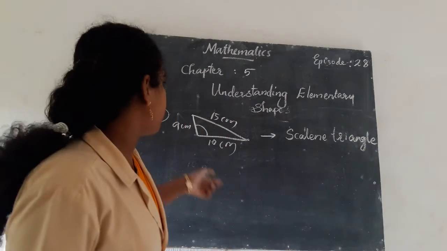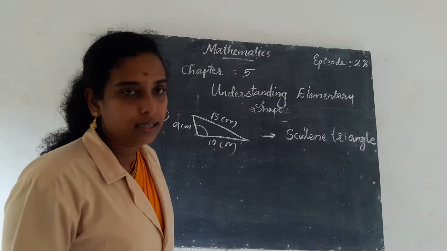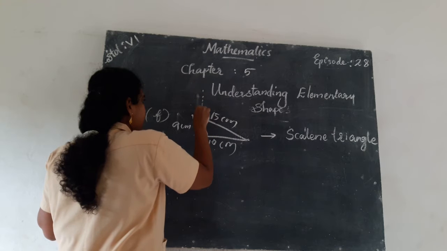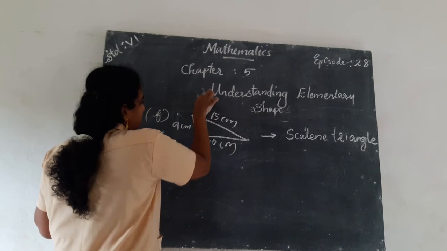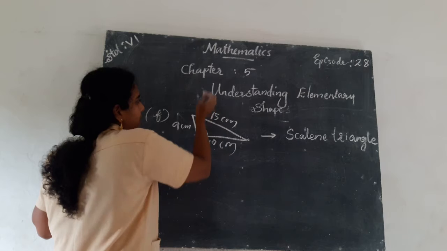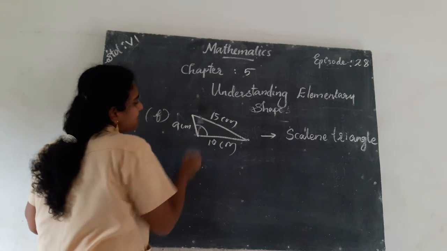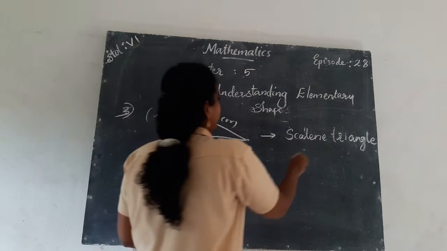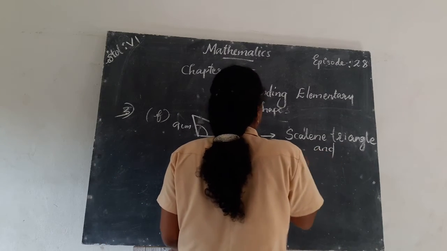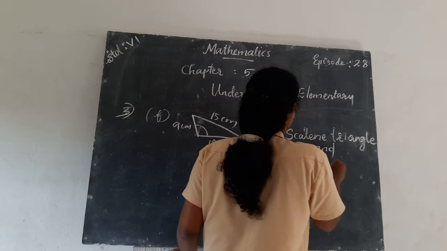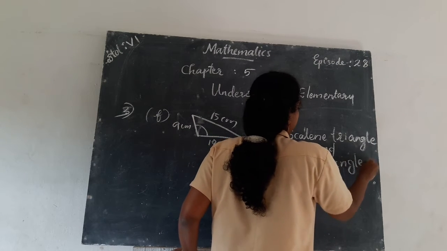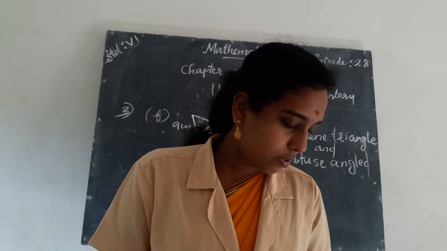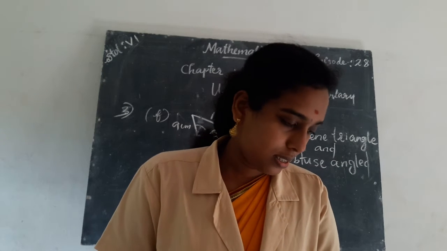Scalene triangle. And based on the angle, which type of triangle is this? Yes, this triangle, which means if like this, it's a right angle triangle. Okay. Here, this is more than 90 degree, but it is less than 180 degree. Then it is said to be an obtuse angled triangle. An obtuse angled triangle. Okay. So these are the solutions for question number 3 in exercise 5.6.